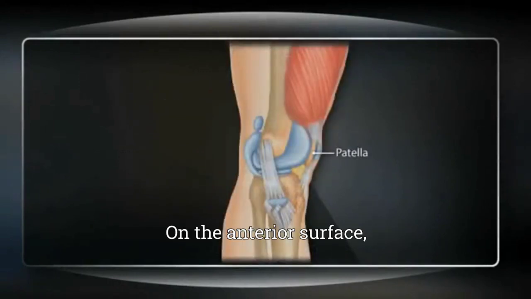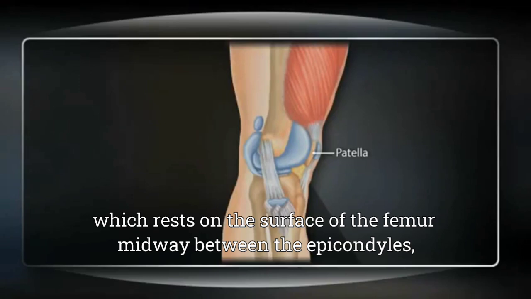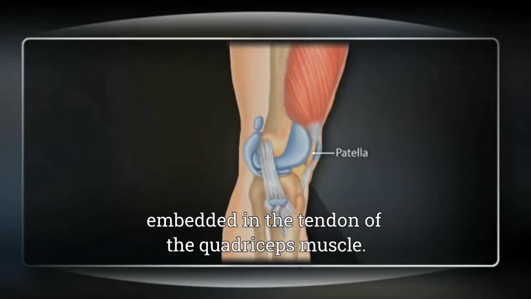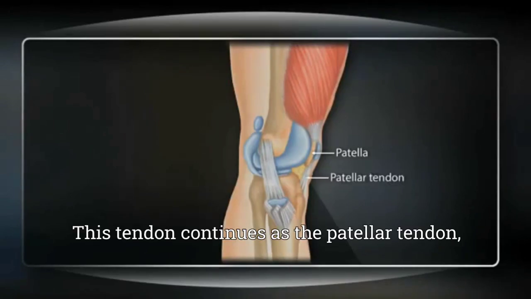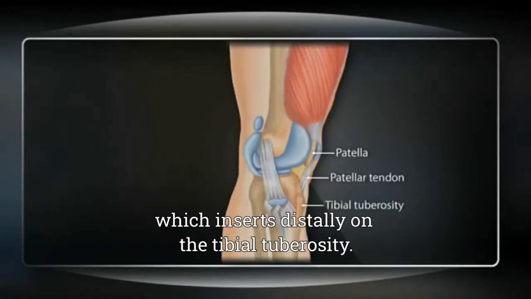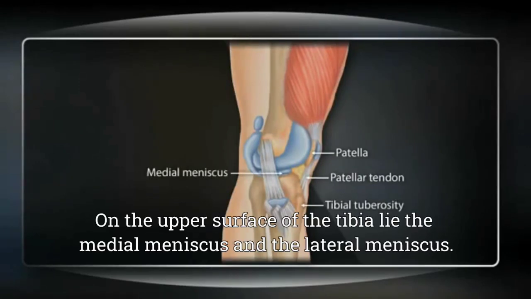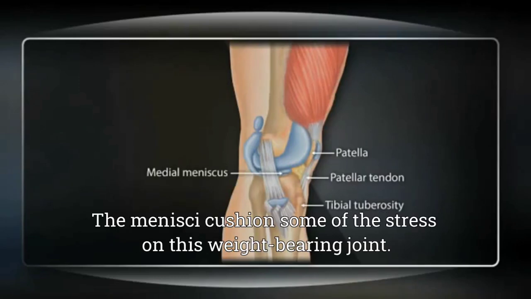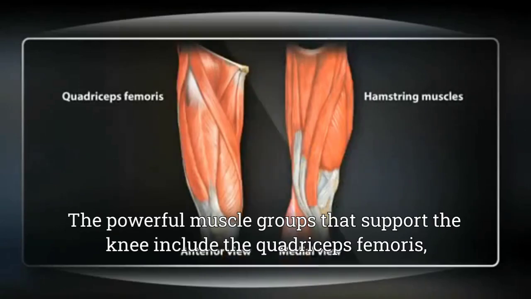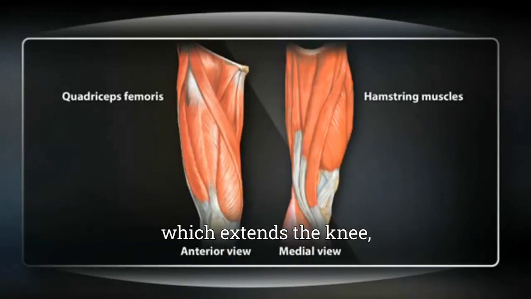On the anterior surface, note the patella, which rests on the surface of the femur midway between the epicondyles, embedded in the tendon of the quadriceps muscle. This tendon continues as the patellar tendon, which inserts distally on the tibial tuberosity. On the upper surface of the tibia lie the medial meniscus and the lateral meniscus. The menisci cushion some of the stress on this weight-bearing joint. The powerful muscle groups that support the knee include the quadriceps femoris, which extends the knee, and the hamstring muscles which flex the knee.